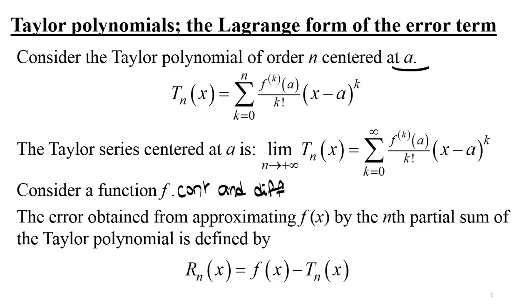So consider the error that we obtain by approximating f of x by the nth partial sum. Now the nth partial sum would be represented by the Taylor polynomial of order n. So by approximating f of x by the Taylor polynomial of order n, the error obtained would in fact be the difference between the function and the Taylor polynomial, which we denote here by Rn of x.